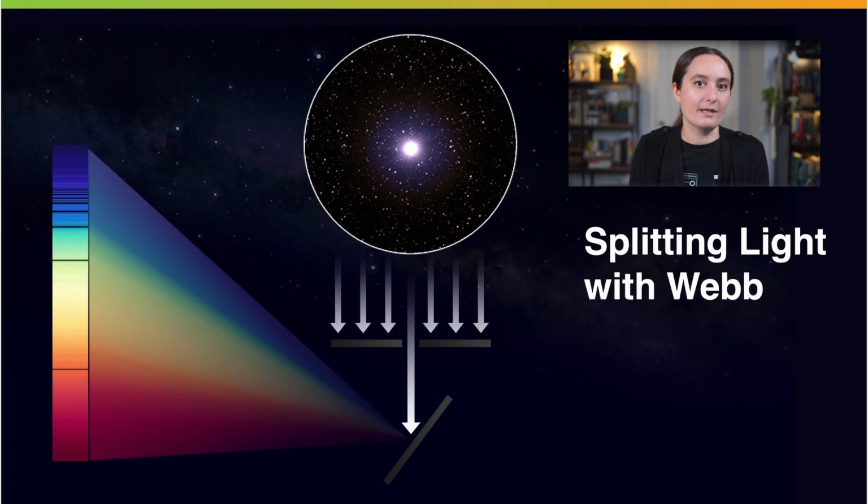Another trick that Webb can do is it can split the light. It can spread out the light into individual wavelengths, into sort of a rainbow. And we can use that to look for signatures of different elements and molecules within the light. And not only can we use this to tell what things are made out of, we can tell how they're moving, how dense they are, and how hot they are. This is called spectroscopy. And a lot of Webb science is going to come out of spectra rather than images.